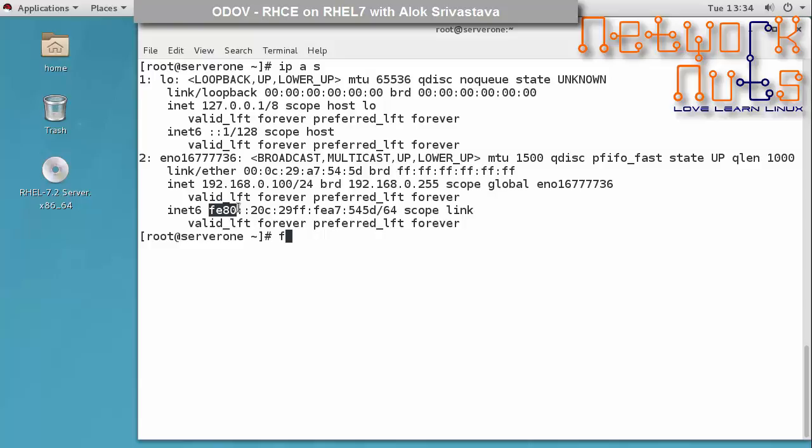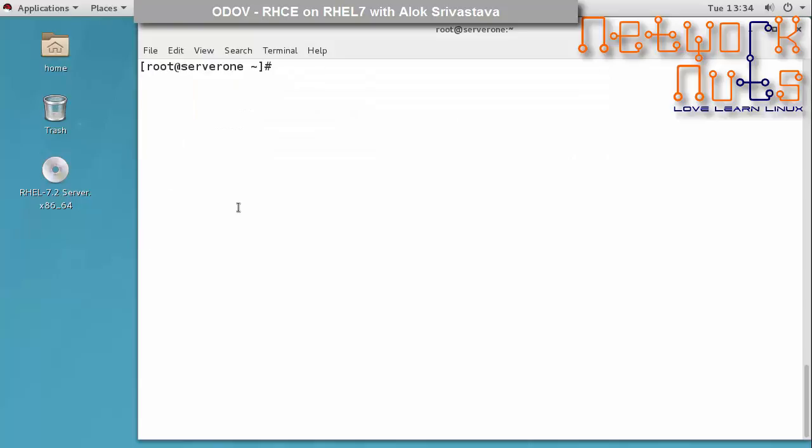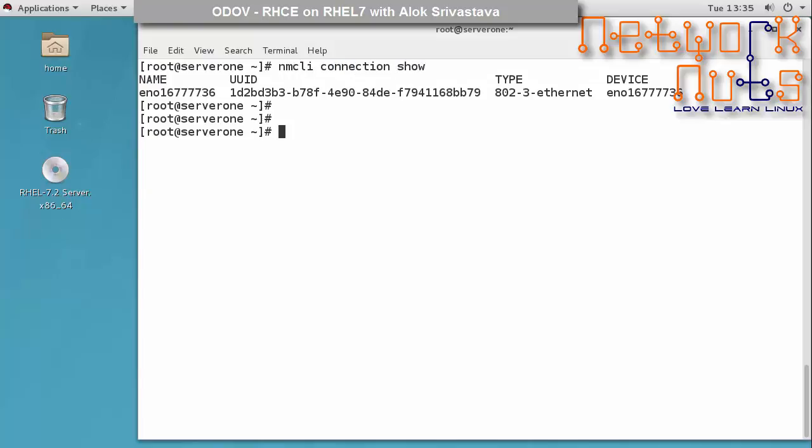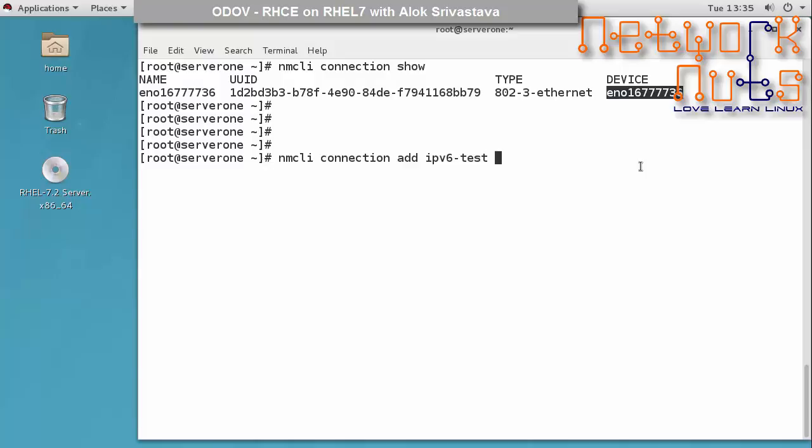So I can change this. What I can do is create a connection for it. So I'll just create a connection, nmcli connection show. This is the connection and this is the interface which I have to use. I can copy this. I'll create a connection, nmcli connection add, give it any name, say IPv6-test, anything, and type obviously is Ethernet, and interface name will be my address.